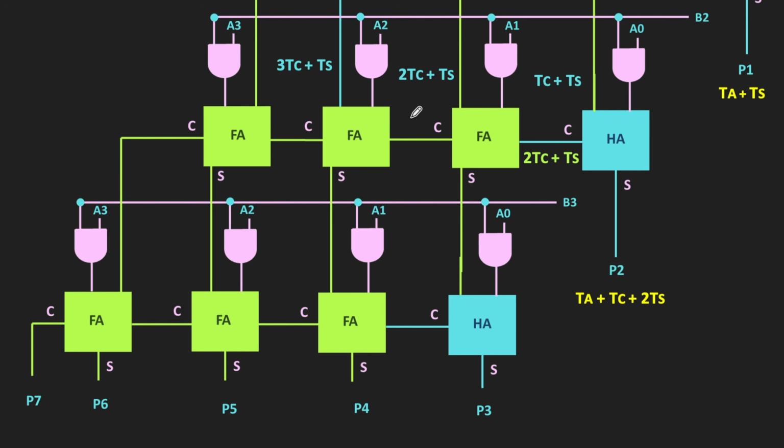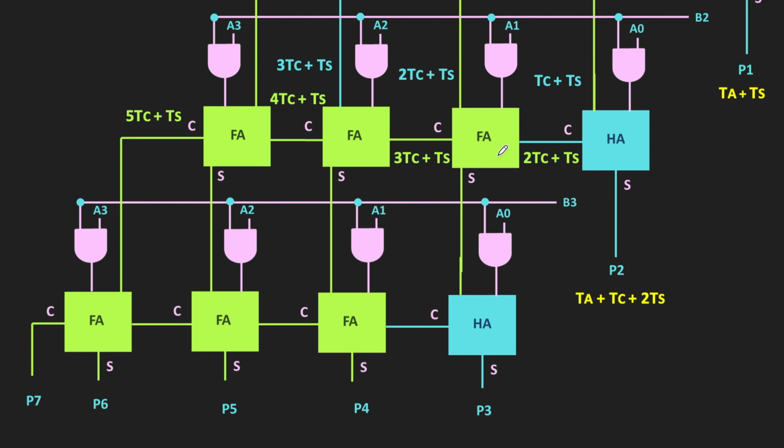Now if we come to the next full adder, its two inputs are available after the delay of 2TC plus TS. That means it can generate the valid carry output after the additional delay of TC. Or in other words, after the delay of 3TC plus TS. Similarly, the carry output of the next full adder will be available after the delay of 4TC plus TS. And likewise, the carry output of this last full adder will be available after the delay of 5TC plus TS.